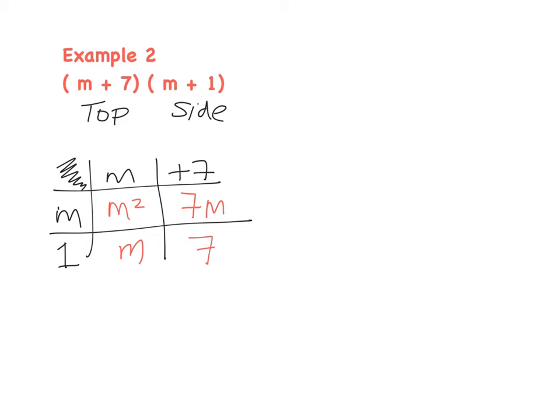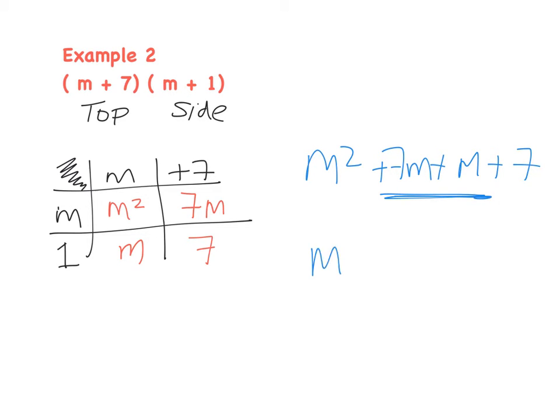So I'm going to follow my step again, and I'm going to simplify it and group it together. So my answer was m squared plus 7m plus m plus 7. And I notice that I can bring the m's together. So my answer is m squared plus 8m plus 7.